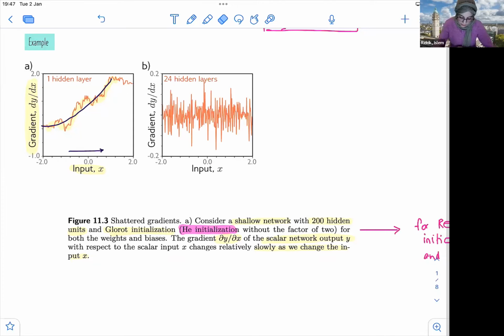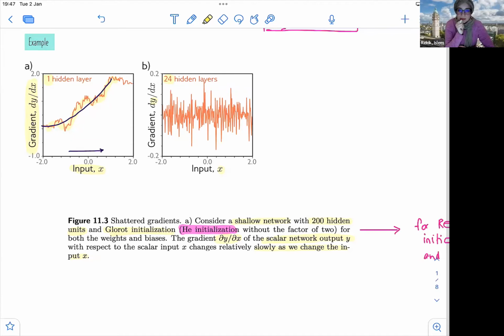In the next example, we do not have one single hidden layer. We go from one hidden layer to 24 hidden layers. So we have increased the depth of our network, and we are still mapping a scalar input x onto a scalar output y. So x could be, for example, the age of a person, and y could be the IQ of a person. It's just two random numbers that we're trying to map one onto the other.